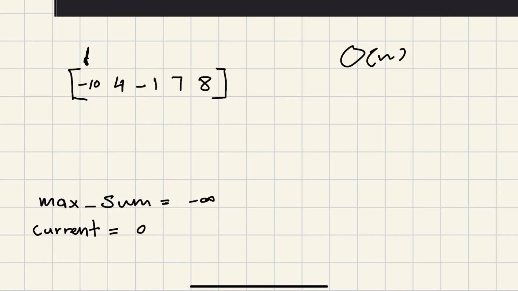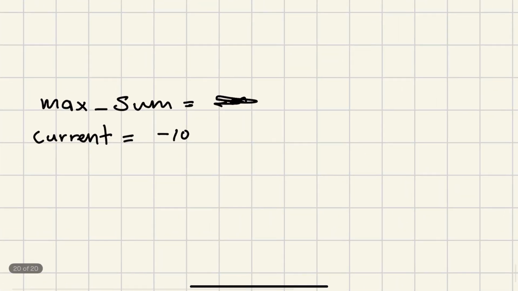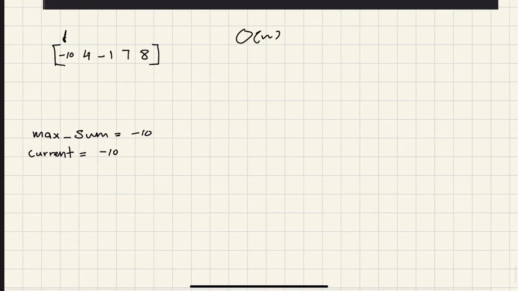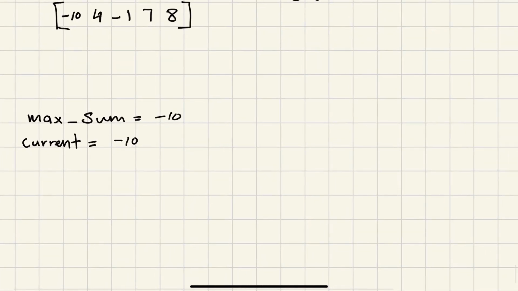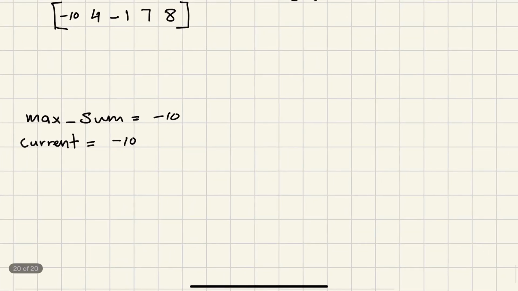Well, we do the same thing. We add it to negative 10. The max sum would be negative 10. But now we know that carrying this negative 10 only decreases our sum. So we want to switch current back to 0. And we check if current is less than 0. Then we want to update current to be back to 0. So in this case it is.